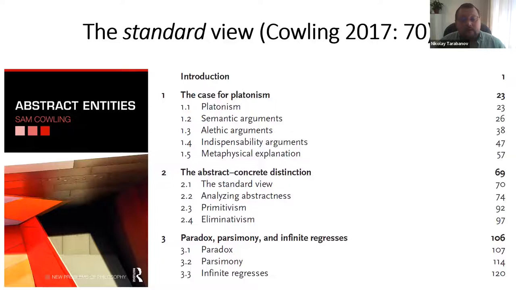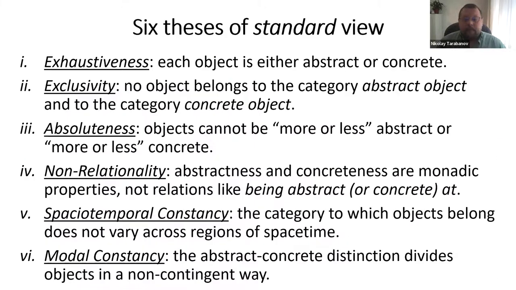So following Sam Cowling's terminology, let's call this tradition the standard view on the abstract-concrete distinction. He uses the term entity, which can be regarded as a synonym or some generic concept for the term object. And you can see just three chapters of his comprehensive book on abstract entities. Cowling formulates six theses of the standard view. They are exhaustiveness, exclusiveness, absoluteness, non-relationality, spatiotemporal constancy, and modal constancy.